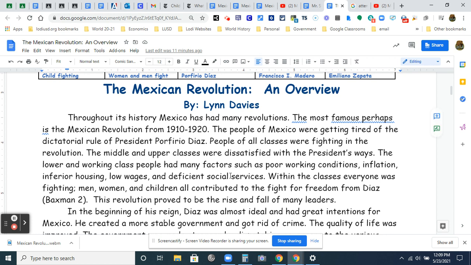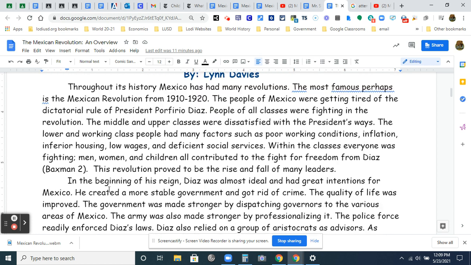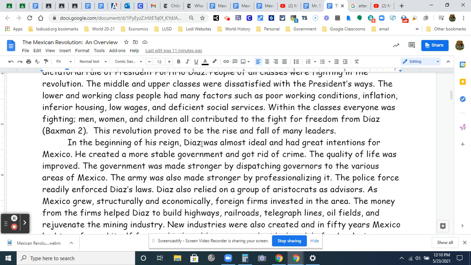The middle and upper classes were dissatisfied with the president's ways. The lower and working class people had many factors such as poor working conditions, inflation, inferior housing, low wages, and deficient social services. Within the classes, everyone was fighting, men, women, and children. All contributed to the fight for freedom from Diaz. This revolution proved to be the rise and fall of many leaders.